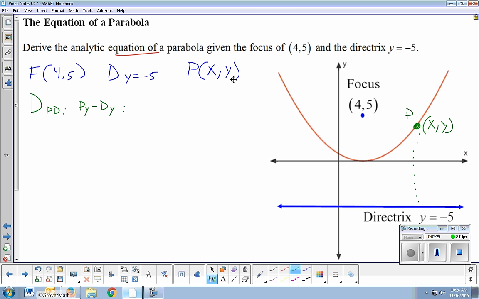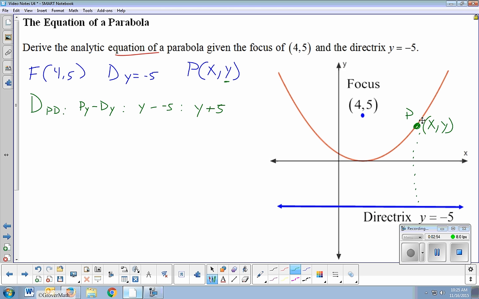But what we can do is take our point's y value, which for this is just y, minus our directrix y value, -5. And if we simplify this, we get y plus 5. So this is an expression to represent the distance between the parabola and the directrix. Every point on the parabola is whatever its y value is plus 5 away from the directrix.